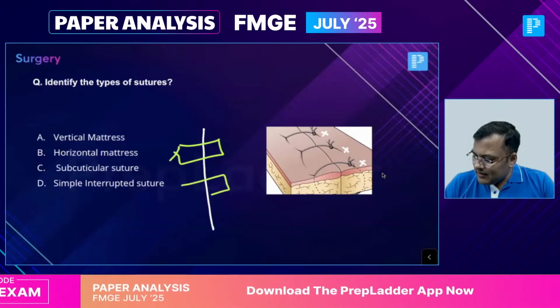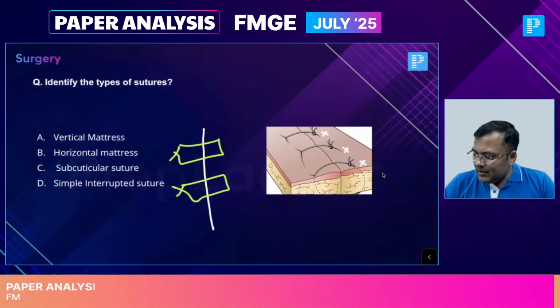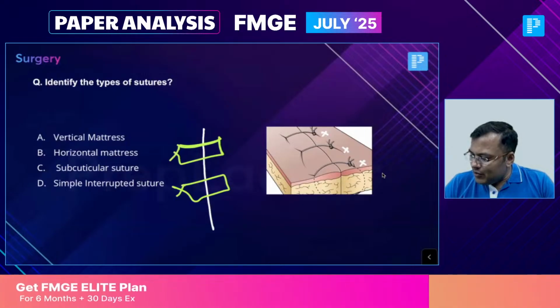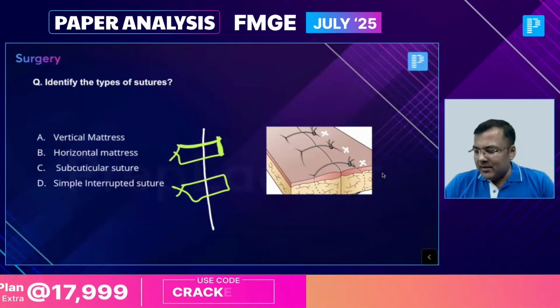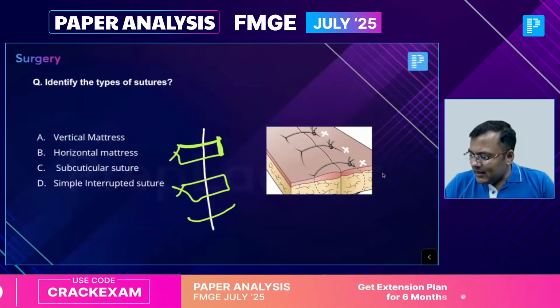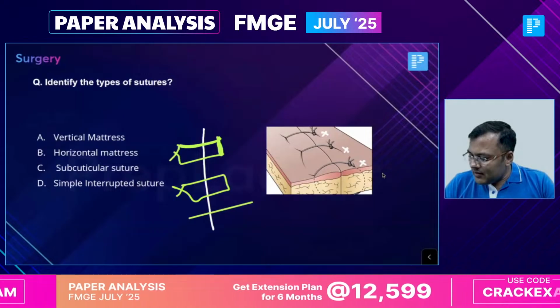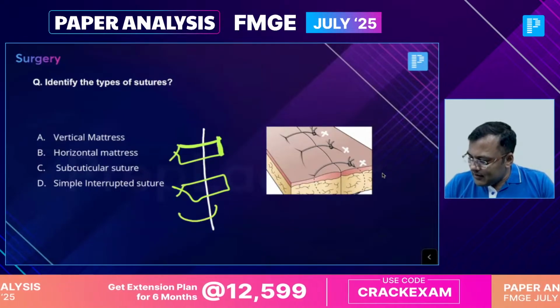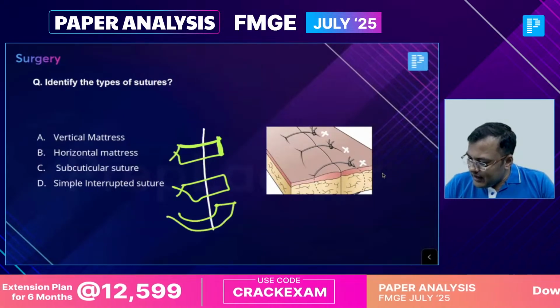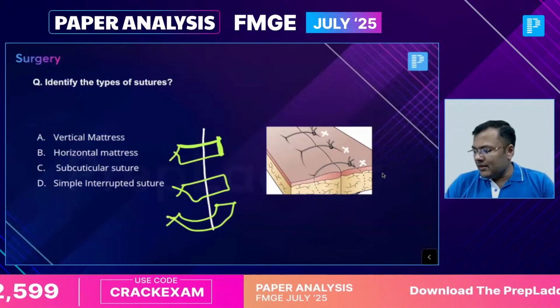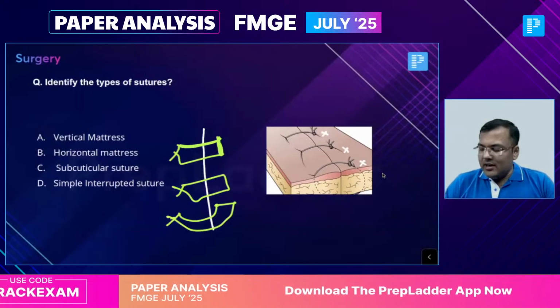It's like this. Clear? So here, this is simple interrupted. Then your needle moves horizontally. And what happens in vertical mattress? It's like this. The needle moves vertically, and then you perform the suturing. So this is vertical mattress.